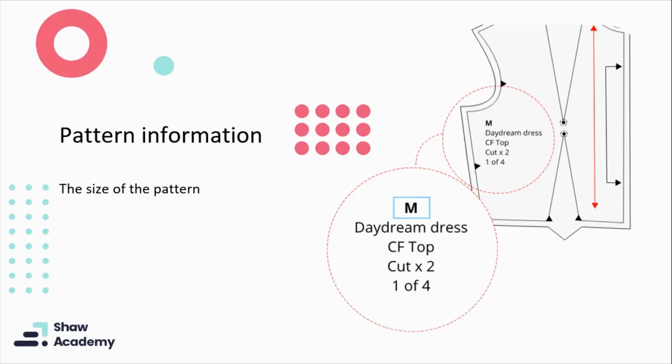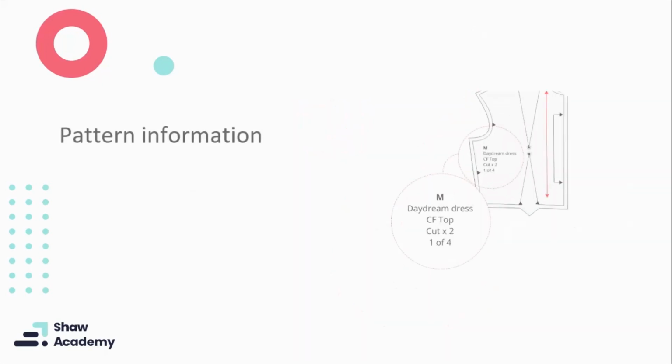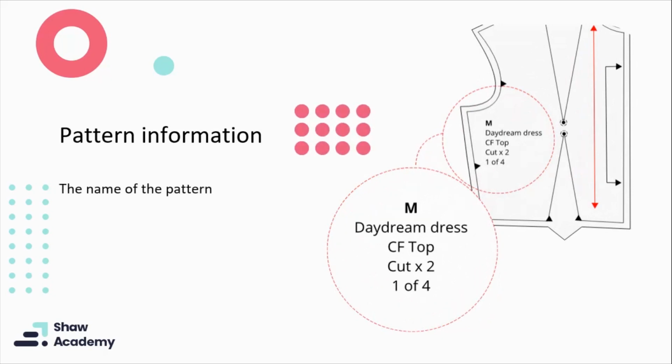We are all used to different sizing systems like small, medium or large, 6, 8 or 10, 32, 34, 36, so use the one that you feel more comfortable with. Then we have the name of the pattern. What is the name of this pattern? The name of the pattern is usually what the garment will be called and referred to in ads or on the hanger tags and on the business system. In this case, the name of the pattern is the Daydream Dress.